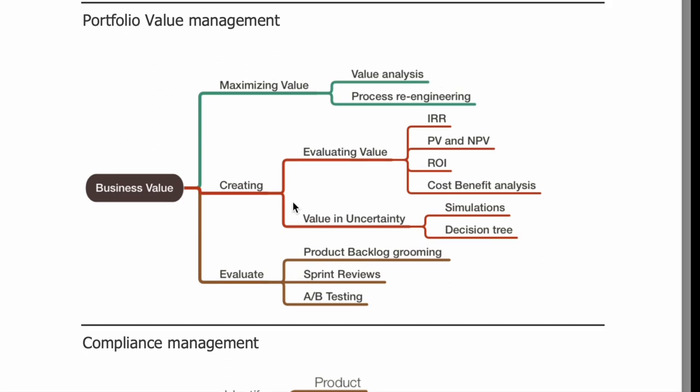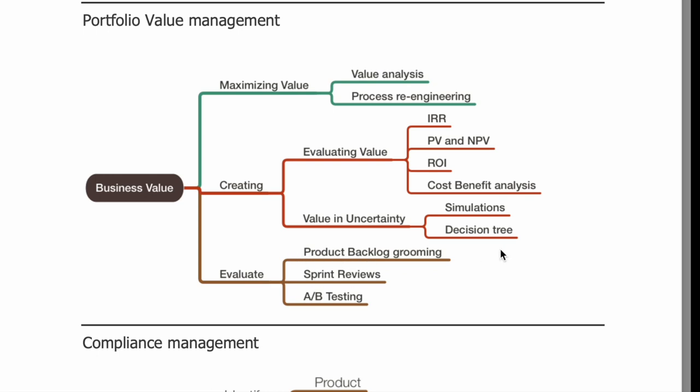For a new portfolio component, there are always certain opportunities which come up. So we evaluate the opportunities using IRR, PV, NPV, ROI, and cost benefit, which we discussed in the class. And we check the value under uncertainties using simulations and decision trees. What is a decision tree? The example of that is EMV. Please go through that. Evaluate is also checking whether things are going as per the right plan or not. This is like variance analysis for you.